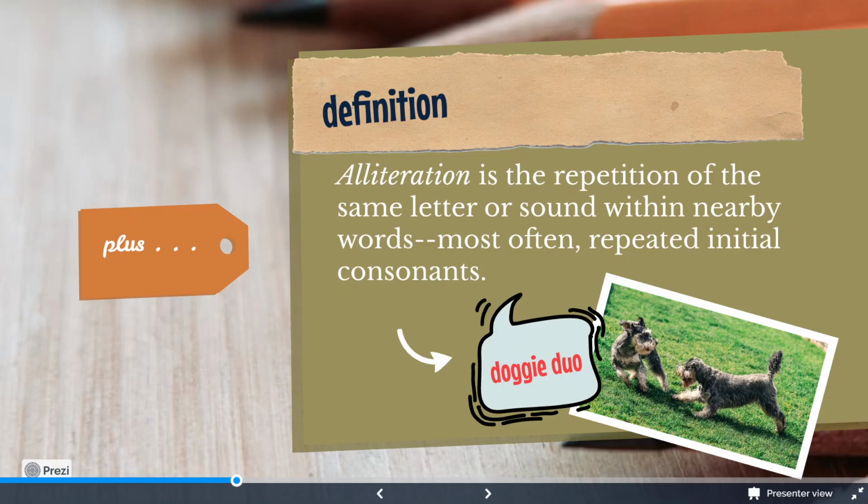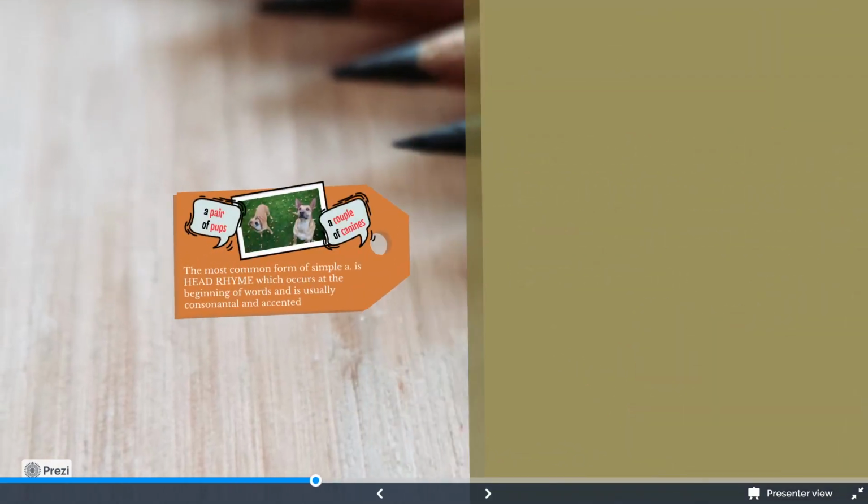You're probably used to this in your study of poetry, but it's most often repeated initial consonants. So look at this slide. If you were asked to quickly describe what's being pictured in the bottom right-hand corner, you might say, well, two dogs. But to describe the scene as featuring a doggy duo reveals a much higher bit of writer's craft, and that's what we're after today: better, more engaging writing.